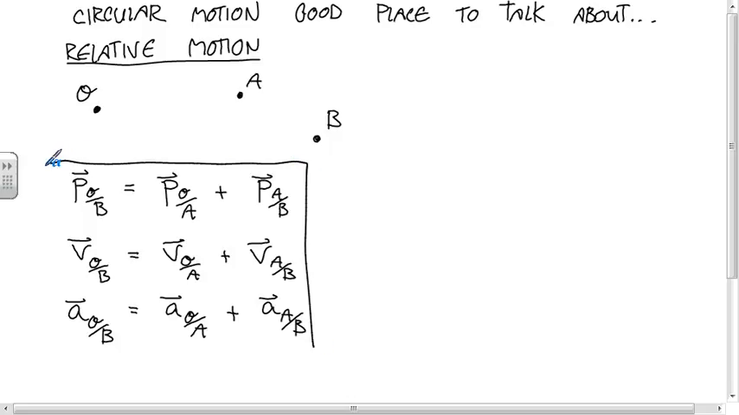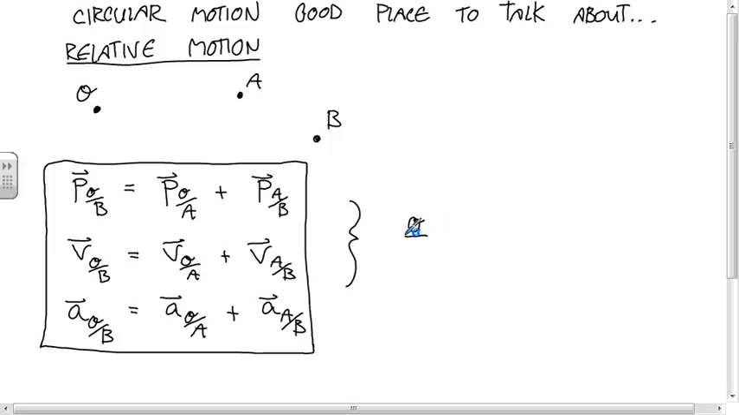And I mentioned that the way to remember how this sets up is think of it like fractions: O over B is equal to O over A plus A over B.